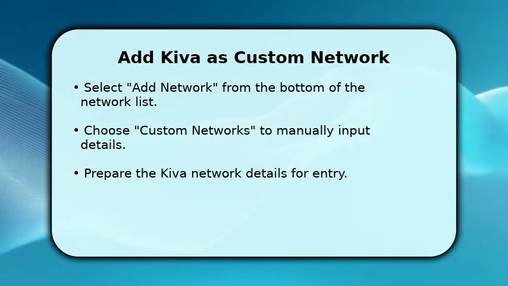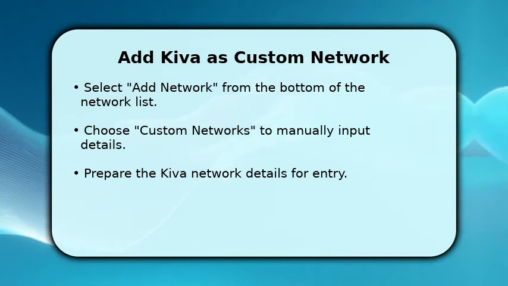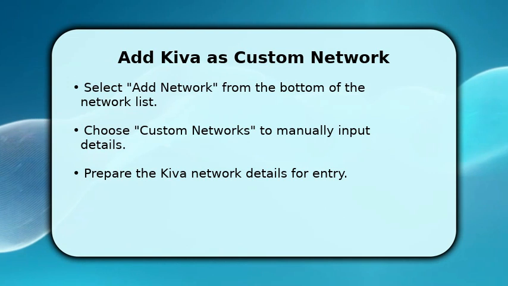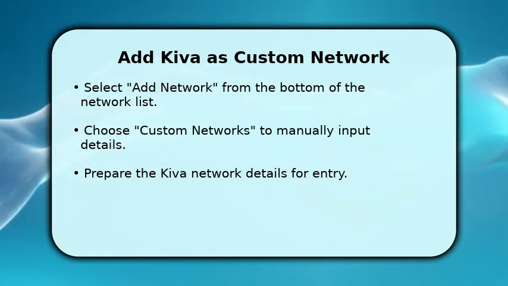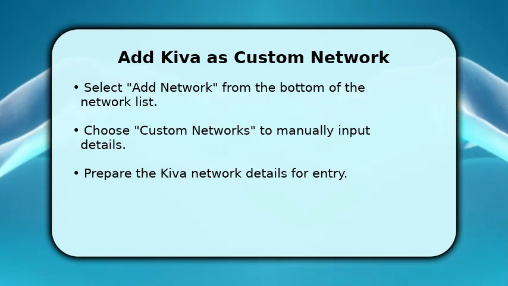Next, from the list of available networks, scroll down to the very bottom and select the option that says Add Network. After that, you will be presented with a choice to either select a popular network or add a custom one. Choose Custom Networks to manually input the Kiva network's specific details. This prepares your wallet to receive the necessary configuration information for Kiva.